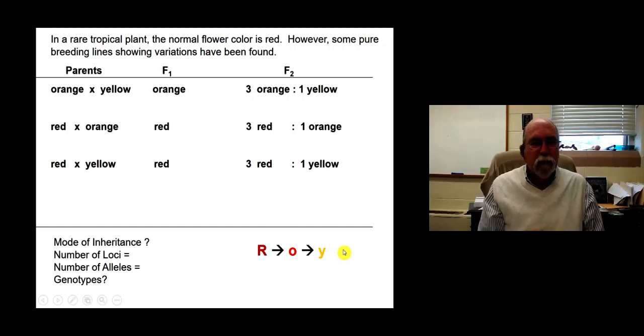Simple little dominant series. Not complicated like blood loci, ABO, where you've got codominant and incomplete dominant and all this stuff going on. You've got a simpler system. You've got just a dominant series.